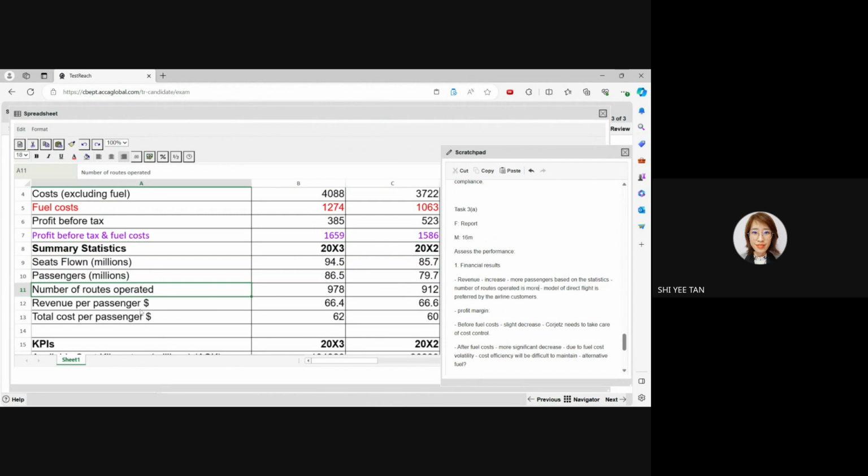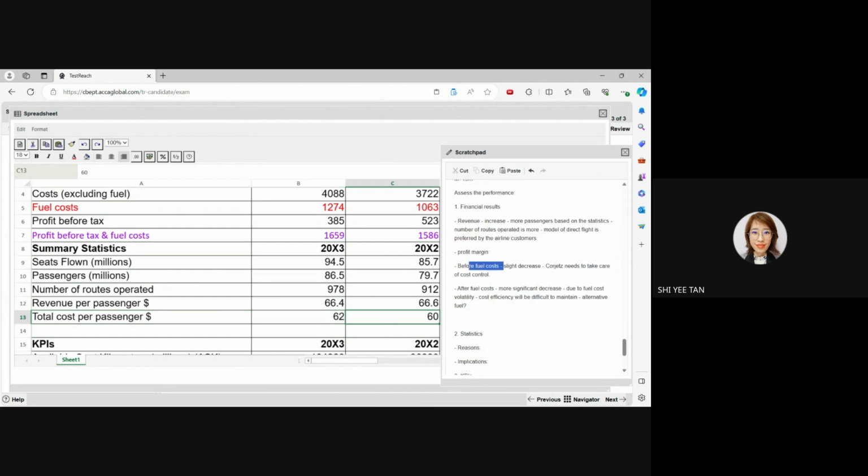Then you have revenue per passenger decreased slightly. Total cost per passenger increase. So we need to look into the cost control. So we can also add in here, before fuel cost slight decrease, evidenced by increase in total cost per passenger. So we need to look into what is the thing that makes us incur more cost. Okay, right, good.